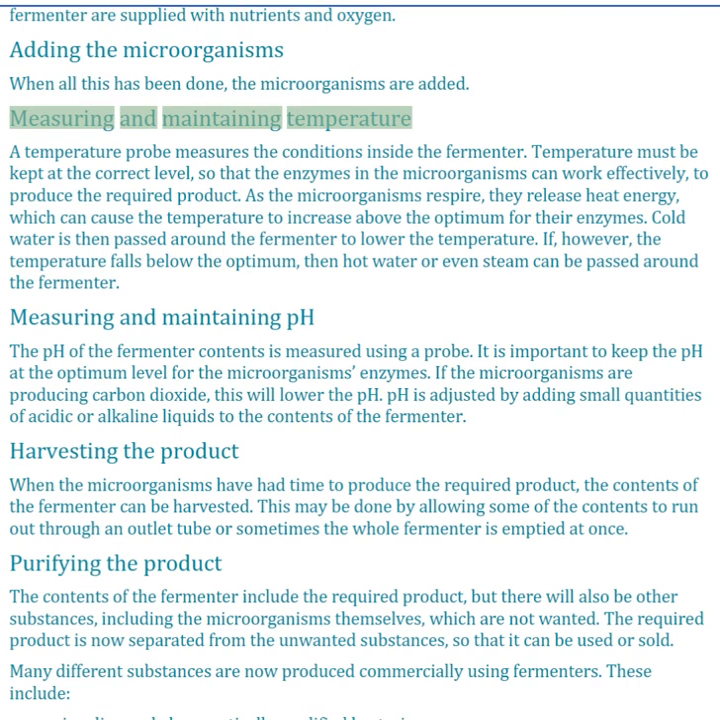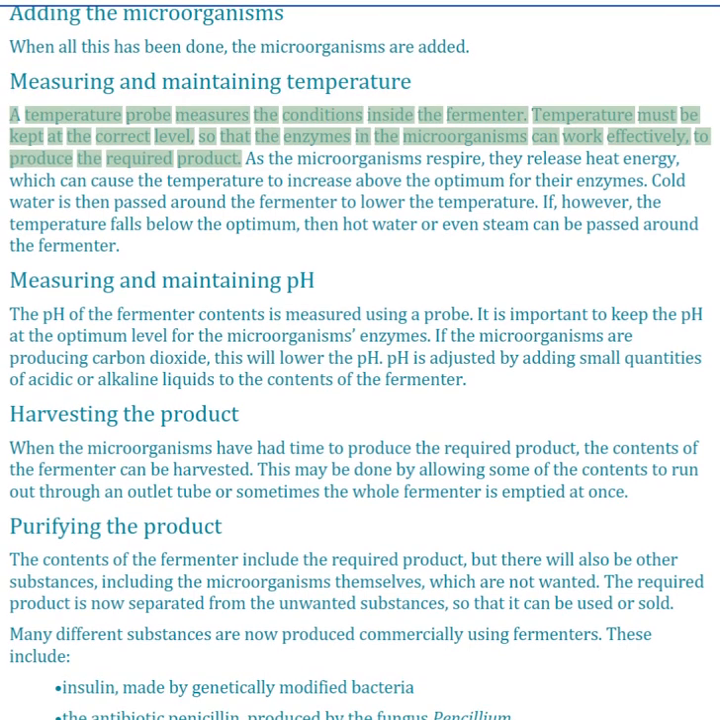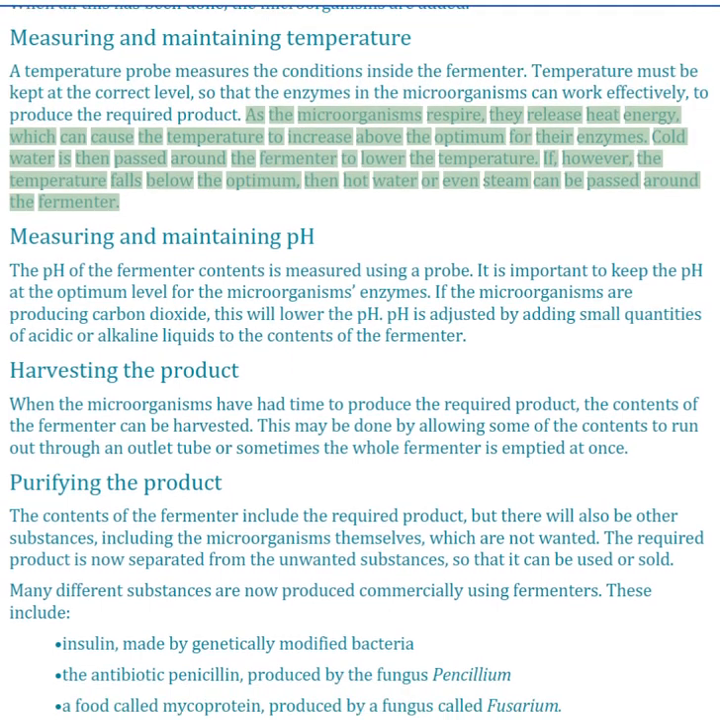Measuring and maintaining temperature. A temperature probe measures the conditions inside the fermenter. Temperature must be kept at the correct level so that the enzymes in the microorganisms can work effectively to produce the required product. As the microorganisms respire, they release heat energy, which can cause the temperature to increase above the optimum for their enzymes. Cold water is then passed around the fermenter to lower the temperature. If, however, the temperature falls below the optimum, then hot water or even steam can be passed around the fermenter.